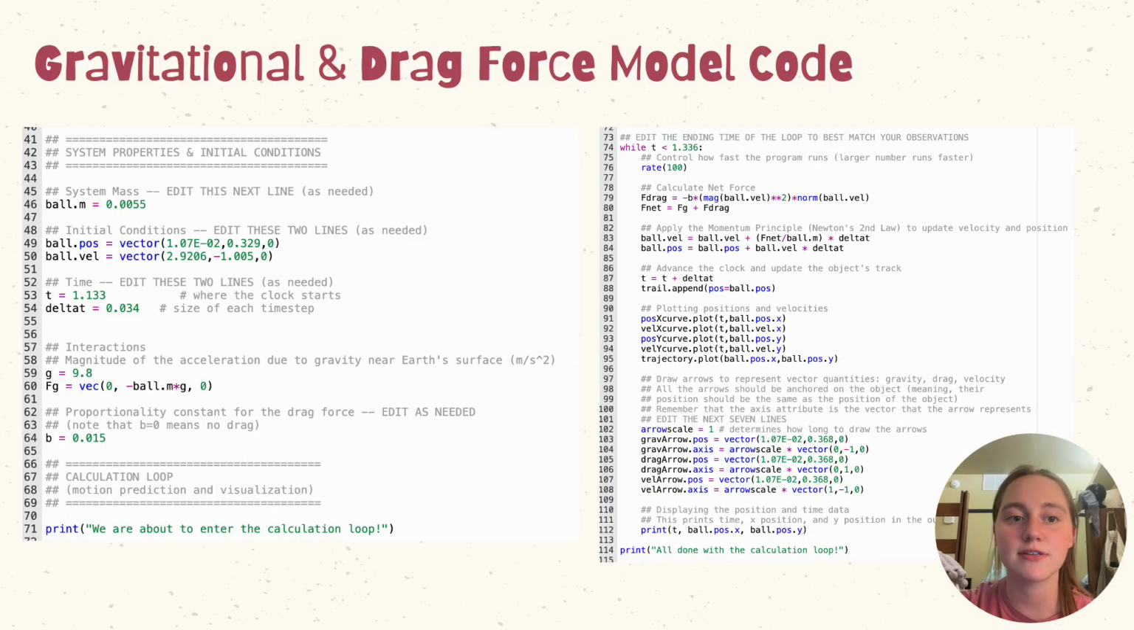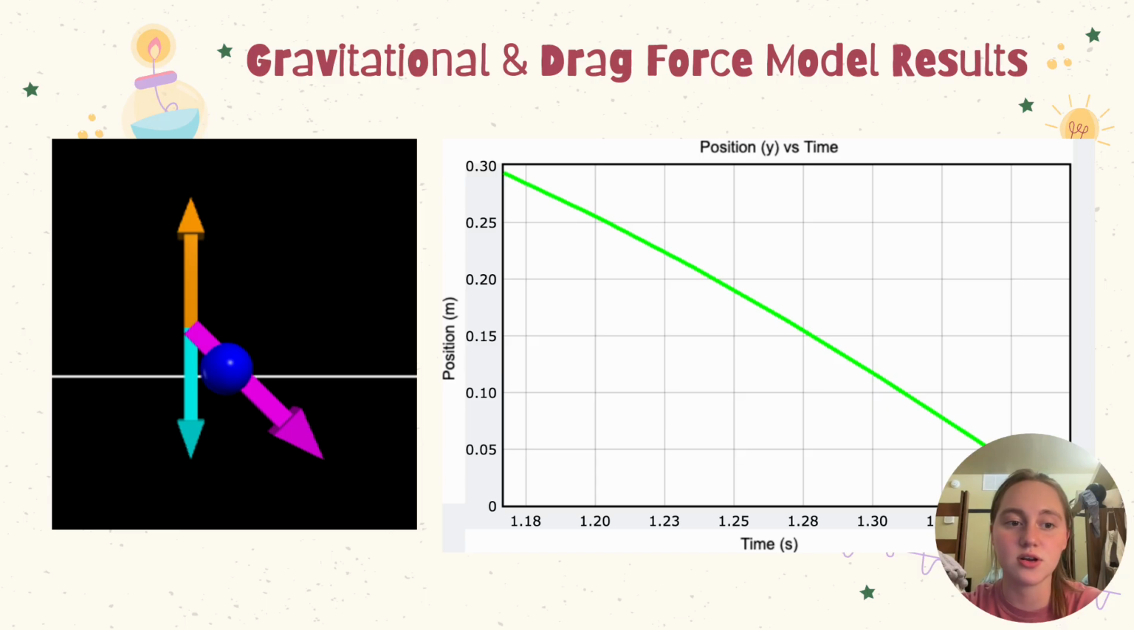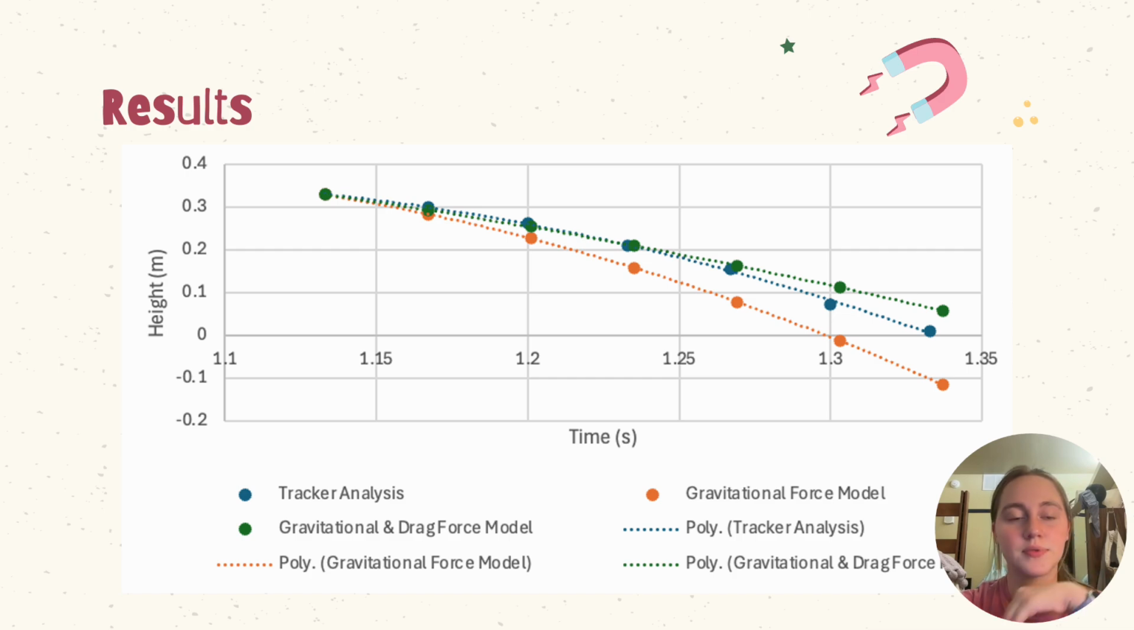And then here is the gravitational and drag force model code, which is the exact same thing. The only thing that changed is the proportionality constant, which was set to 0.015. Also, an arrow was included in that diagram for the drag force. So the blue is gravitational force, the orange is drag force, and again pink is the velocity. When this data was all tracked together, you can see that orange is the gravitational force model, blue is from Tracker, and green is the model with the drag force included.